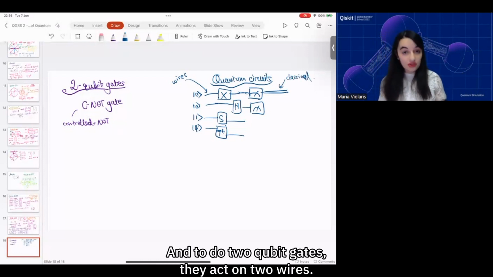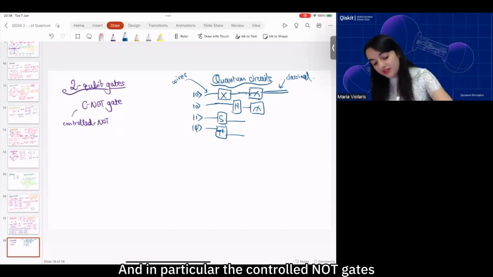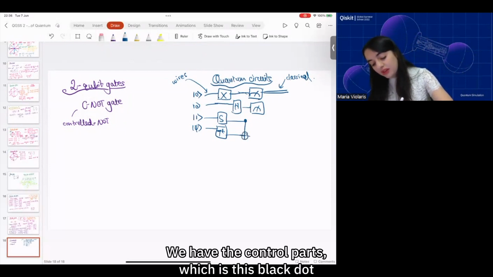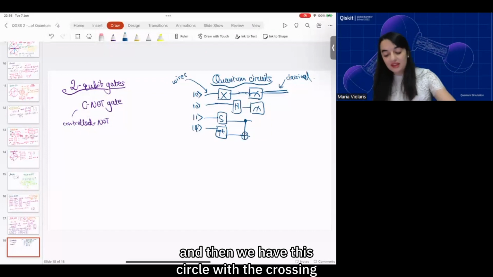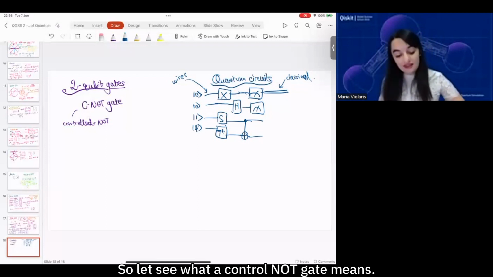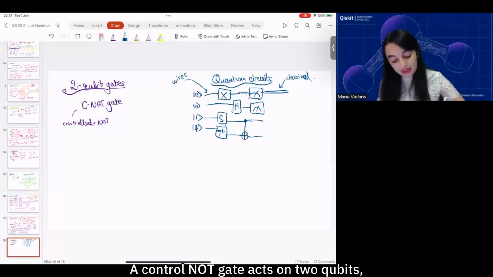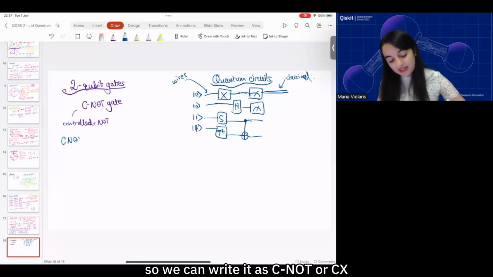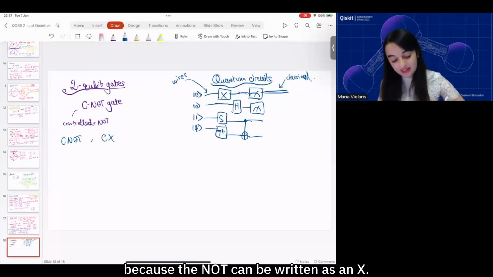And 2-qubit gates act on 2 wires, and in particular, the controlled NOT gate has these 2 parts. We have the control part, which is this black dot, and then we have this circle with a cross in it to be the NOT part. So let's see what a controlled NOT gate means. A controlled NOT gate acts on 2 qubits, so we can write it as CNOT or CX because the NOT can be written as an X.